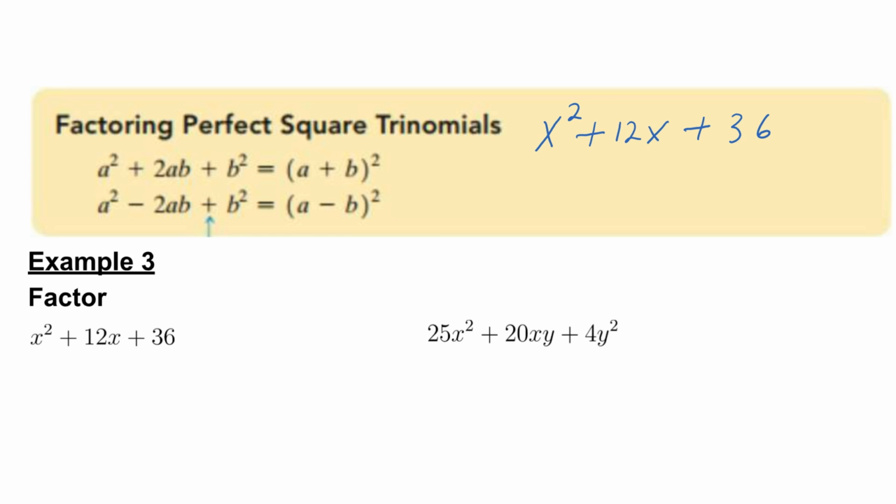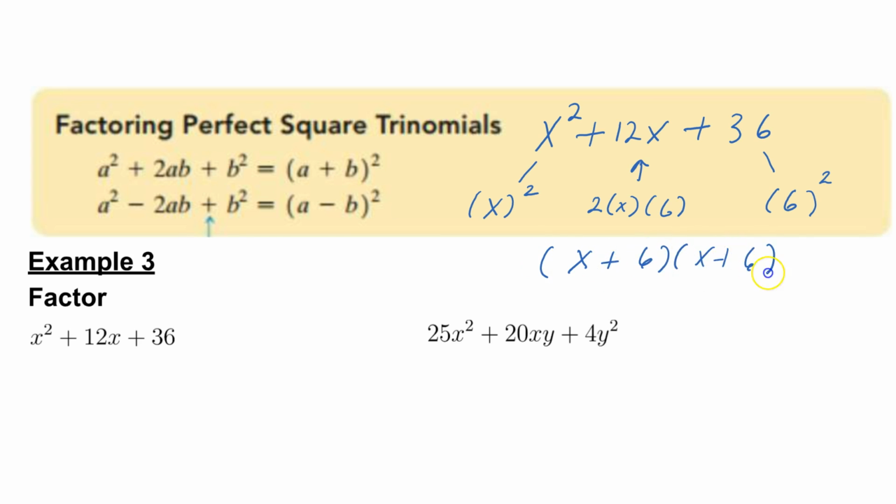We're going to check if this is a perfect square trinomial: x squared plus 12x plus 36. We're going to look at the first term and the last term. Is there something that you can square to get x squared? And of course there's x. And 6 can be squared to get 36. Now we just have to find the product of the two. We have x times 2 times 6. Does that give you 12x? In this case it does. Therefore it's going to factor to x plus 6 times x plus 6.